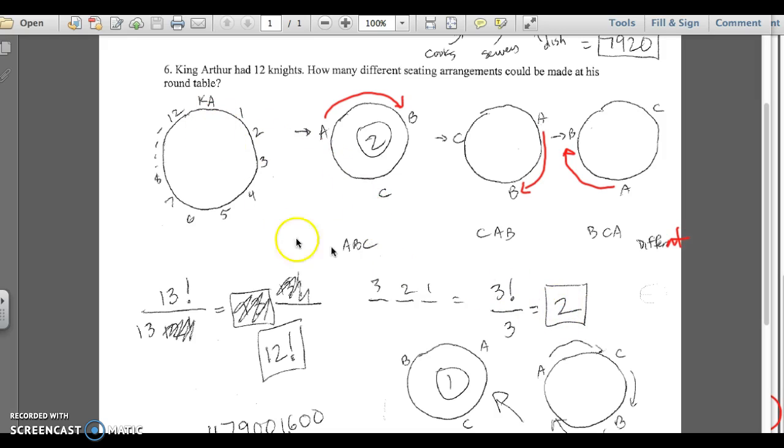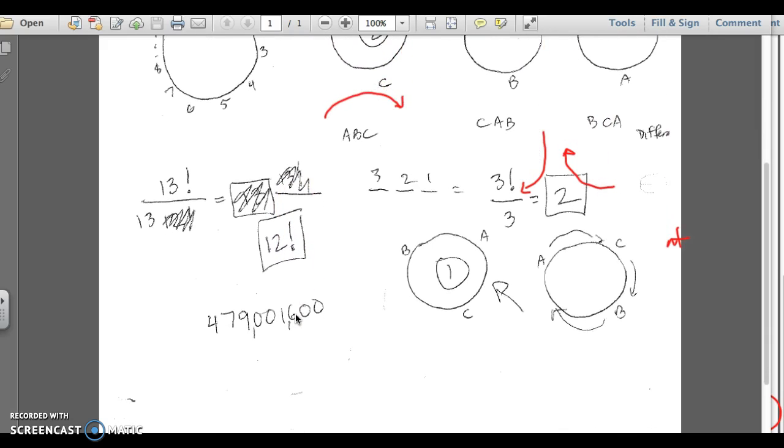So if we bring that over to the more complicated case with King Arthur, we have 13 total people. So we have 13 factorial. And then we divide it by, just like over here, we did 3 factorial divided by 3, getting rid of our repeats here. We're going to divide it by 13. So really, this is the same thing as 12 factorial. And 12 factorial is 479,001,600.